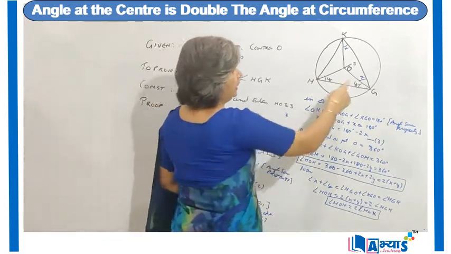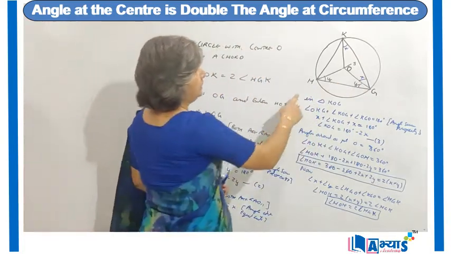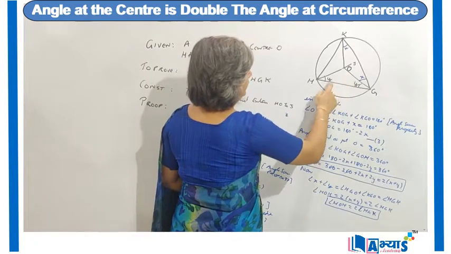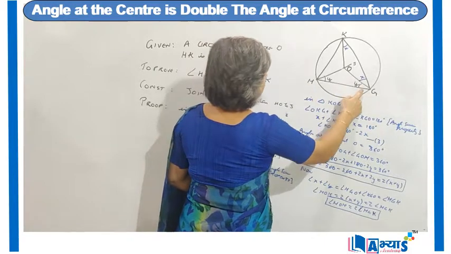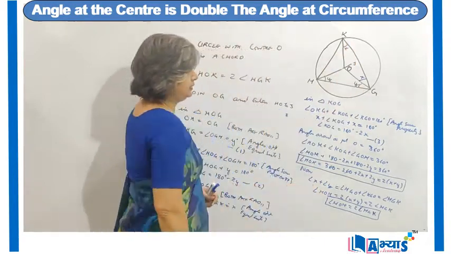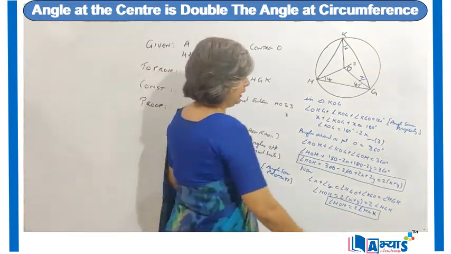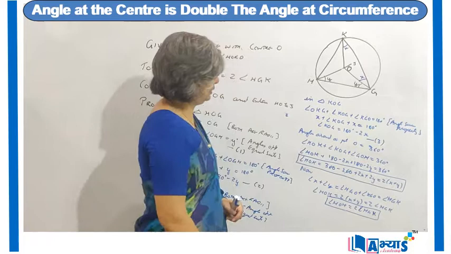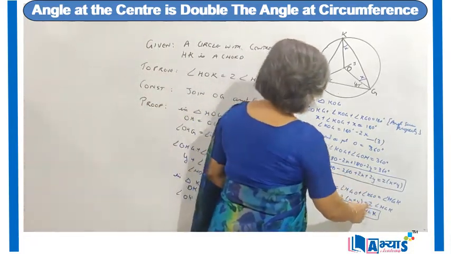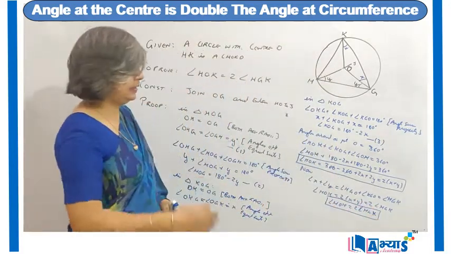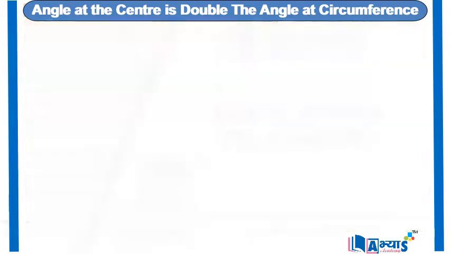And x plus y, if we see the figure, HGO is y and KGO is x, and adding them we get HGK. So we can say angle x plus angle y is equal to HGO plus KGO, which is equal to HGK. So HOK is 2 times x plus y from this equation. So it is equal to 2 times KGH. Hence we have shown that the angle at the center is double the angle at the circumference.